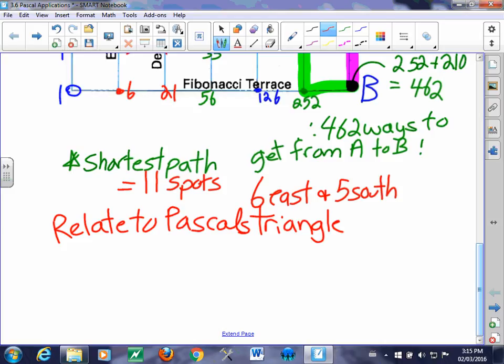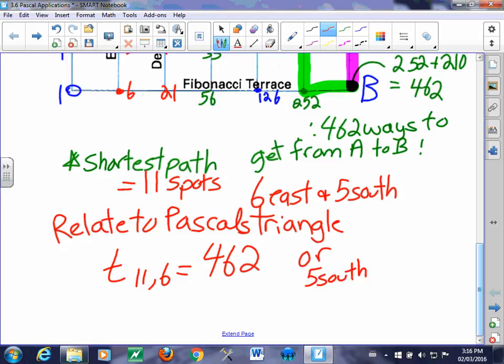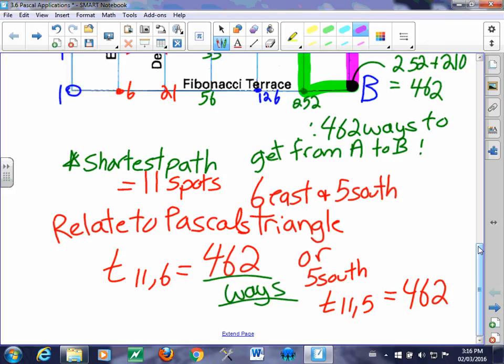Okay, I want you to look at, if we want to find the number, it's on the 11th row, 6th number. Okay, that's 462. So it's there right away. The other way you could have looked at it, if I did 5 south instead, that would have been also another case. So that would be 11 and 5, which would also be 462. Okay, so just showing you that you can tie Pascal's triangle in, and guess what? You can use your Pascal's triangle for your test as long as you leave the backside blank.